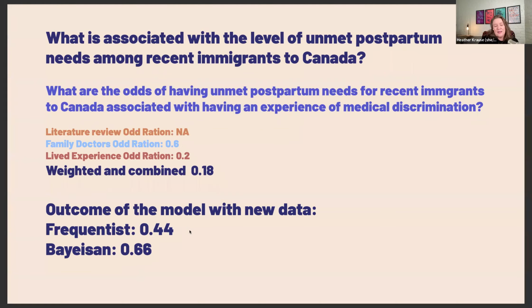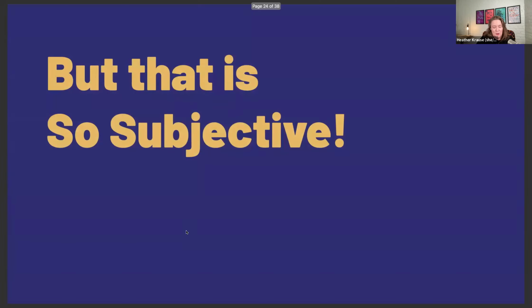And you can see in this case, when they collected new data, they did two types of analysis. One where the new data is analyzed, conditioning it on people's previous experience, we get 0.66. And when we analyze the new data without including the new information about lived experiences, previous assumptions, we get a very different number. So that's an example of what it can look like to do Bayesian analysis.